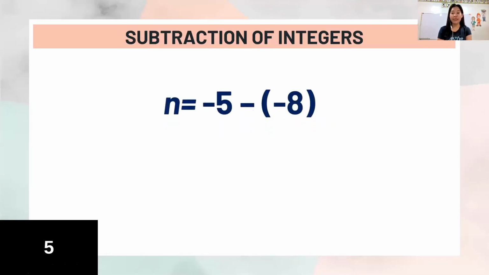First, n equals negative 5 minus the quantity of negative 8. Your timer starts now.